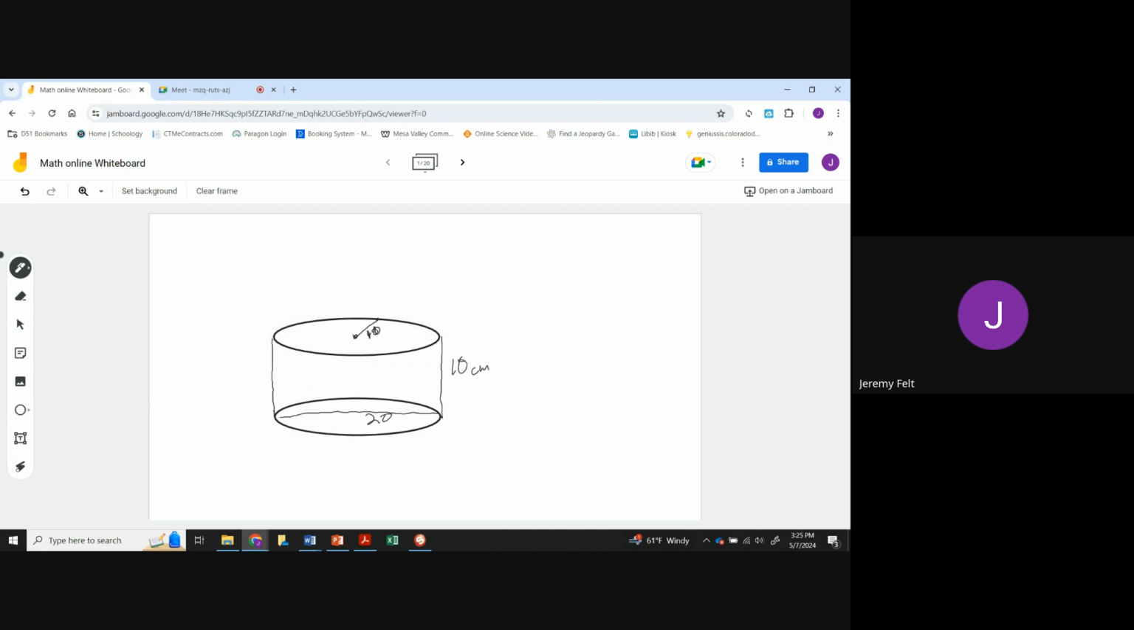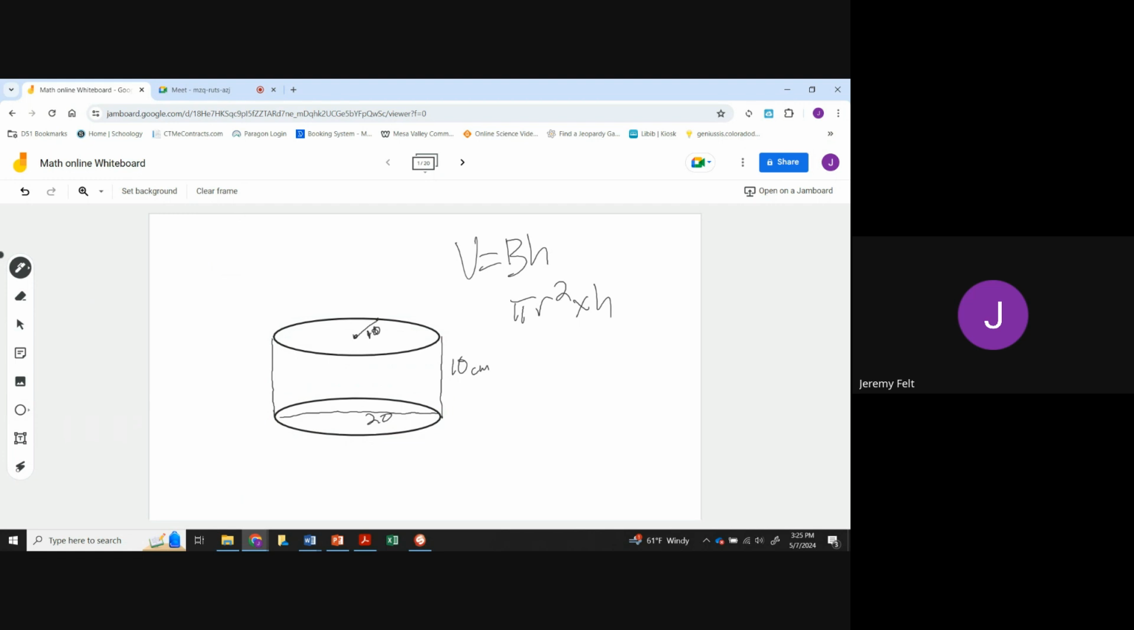Okay, so area of a circle. Again, it's going to be base area, capital B on a reference sheet, times the height. Well, base area, it's a circle, so I know how to find the area of a circle. So pi r squared times the height. That's how we're going to find the volume of a cylinder.